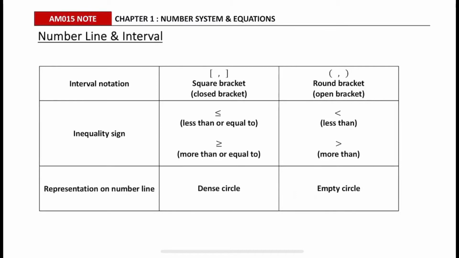For the representation on number line, we use dense circle to represent closed bracket and inequalities which have equal sign. And we use empty circle to represent an open bracket and the inequalities which have no equal sign.